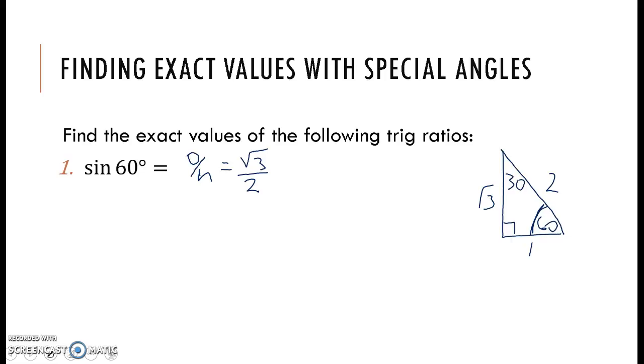Now you could do the sine of 60 on your calculator and get a decimal, but it's going to be an approximation. It's not going to be the exact value because we really don't know what the square root of 3 is. Let's take a look at another one.